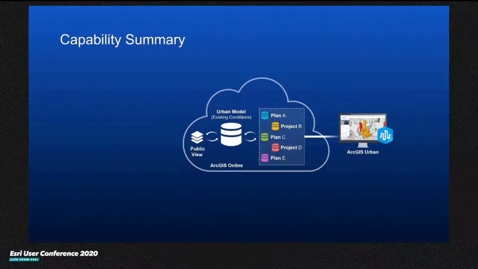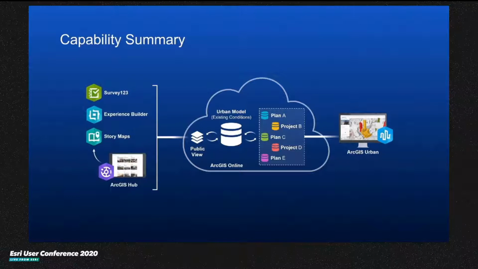ArcGIS Urban is a system of record for your zoning and land use regulation, as well as a way to track all your project activity across the city. It's exposed through a simple and easy-to-use 3D web-based application. But it's also part of the ArcGIS platform, which means you can take a plan and wrap it in a survey using Survey123 to get feedback from the public on what they think of that plan. Or you can take a project and wrap it in a story map and walk a citizen member through why this project is compelling. ArcGIS Hub provides a platform for engaging with your citizens in a structured way, and you can use ArcGIS Urban and its projects and plans directly in ArcGIS Hub.